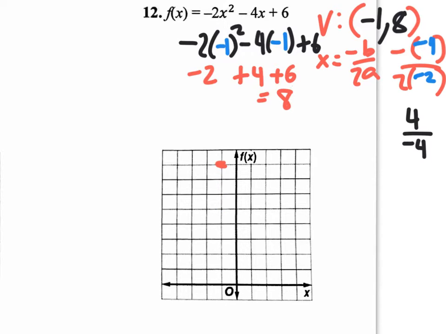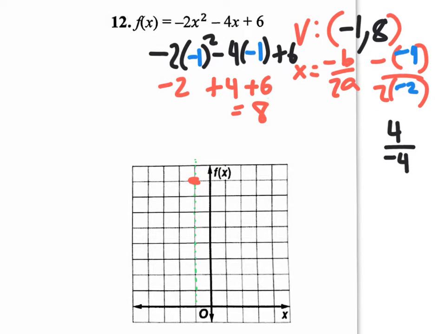That is my vertex. And since the a value is negative, it's going to be opening down, so I already know that's my max value. I'm also going to draw my axis of symmetry right through it. Okay, and now we need more points, so I'm going to jump to an XY table to get more points.